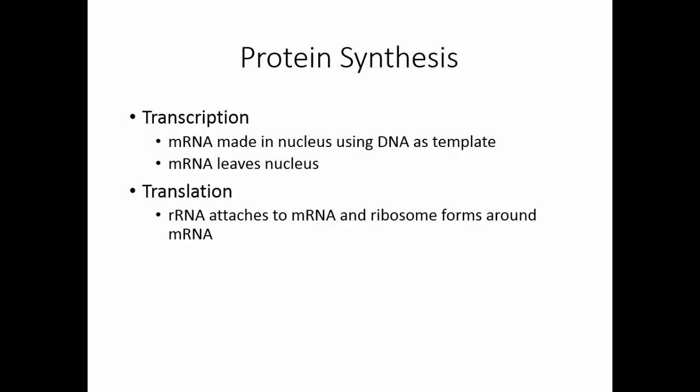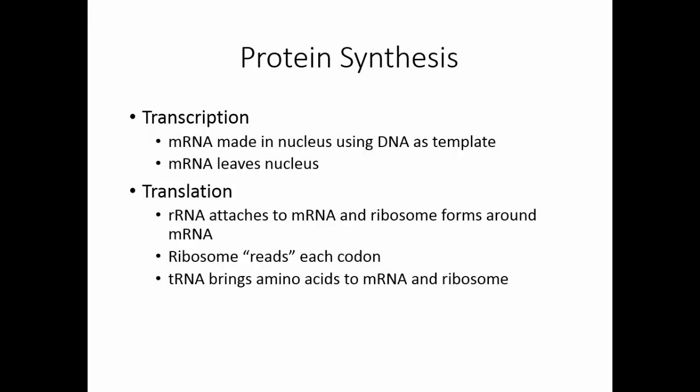In translation, the rRNA, which is part of the ribosome, attaches to the mRNA, and we have the ribosome forming around the messenger RNA. The ribosome then reads each codon. It looks at each 3 base pairs and determines which amino acid that's for. The transfer RNA is the RNA that has the amino acids attached to it. Now they will come up, and again, using complementary base pairing, the transfer RNA carrying the correct amino acid will bind to the messenger RNA in the ribosome.